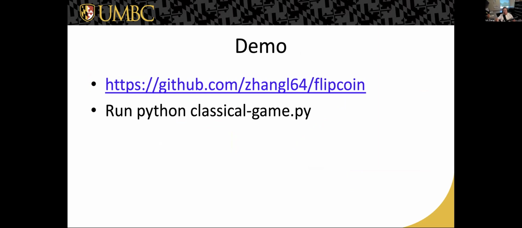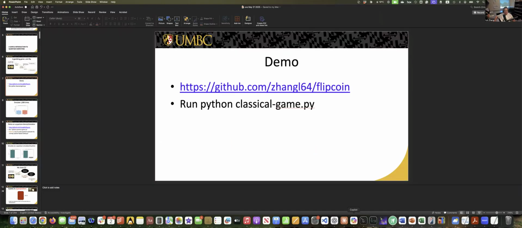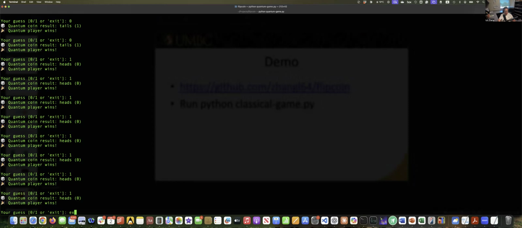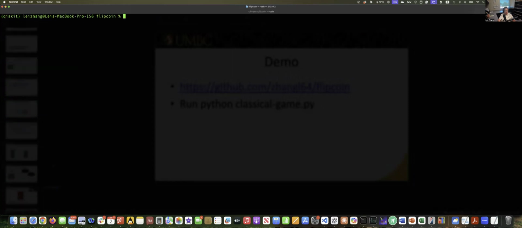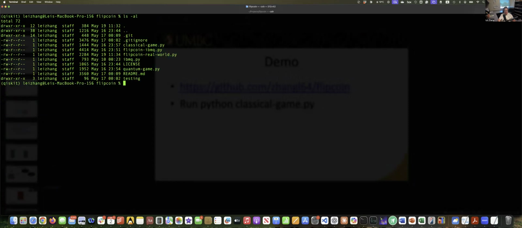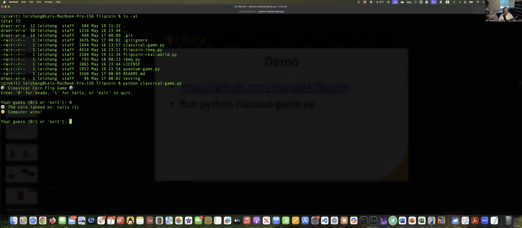To demo this one, I prepared a GitHub repository. You can download the source code and simply run python classicalgame.py, and you will see the results. For demo purposes, let's see it on my computer. As you can see, I already downloaded everything. I just run python classicalgame.py, and then I can choose 0 for heads or 1 for tails. Here I choose 0 for heads.